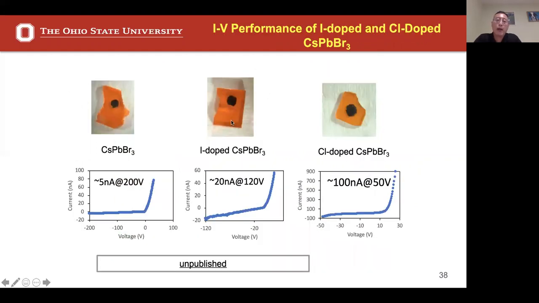We also look at iodine doped cesium lead tribromide versus chlorine doped cesium lead tribromide, but iodine works better in terms of leakage current, and this is not acceptable. 100 nanoamp is too large. But again, none of them actually produced a meaningful spectrum. So we eventually will still focus on cesium lead tribromide, not doing the doping to compensate carriers, trying to produce high resistivity materials.